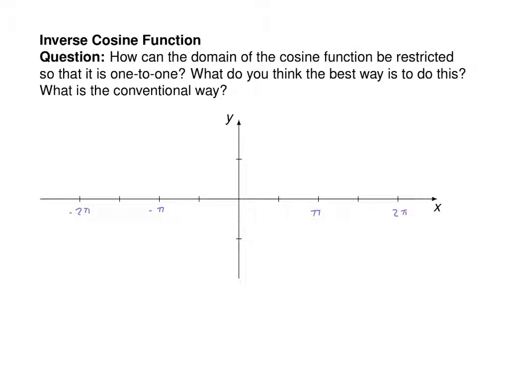So where does this function start? 0, 1. By pi halves, you're at 0. By pi, you're at negative 1.